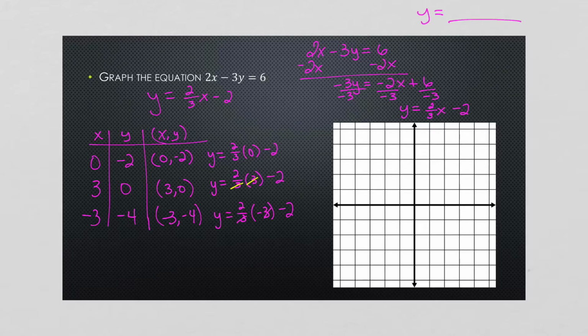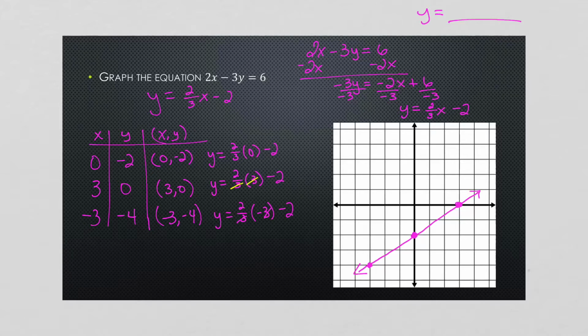All right, so now we're going to graph it. 0, negative 2 is right here. 3, 0 is right here. And negative 3, negative 4 is right here. And those look like they line up. So I'm going to draw a line in between them and put arrows on the end.